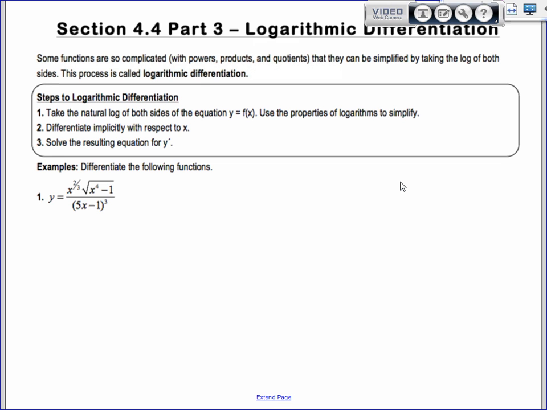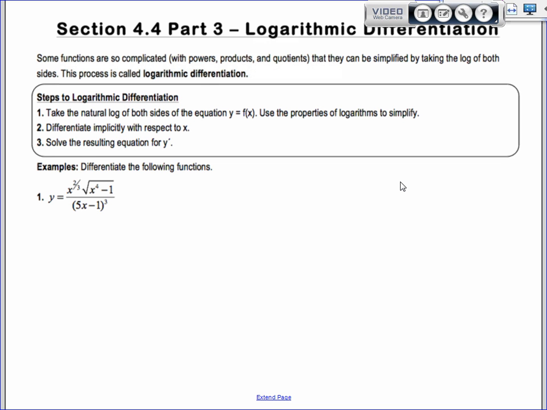All right, so number 1, notice that we have y equals x to the 2/3 times the square root of x to the 4th minus 1 over 5x minus 1 cubed. Yeah, that's product rule, that's chain rule twice, it's quotient rule. Woo-wee! Don't want to do it, do ya? Cross it out. Nope, we're not crossing out and moving on because I'm going to teach a shortcut. It's very exciting. All right, it's called logarithmic differentiation.